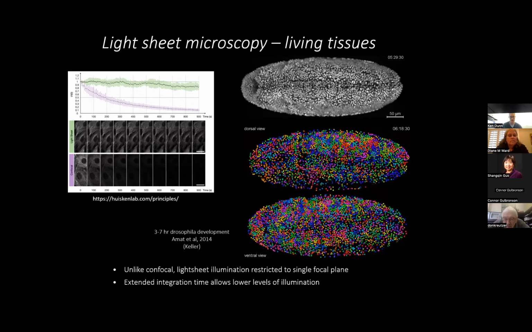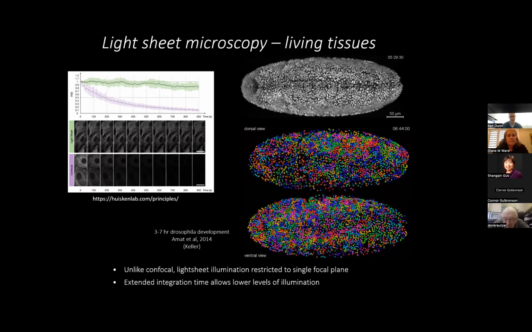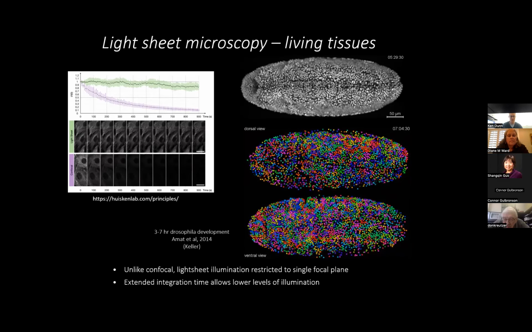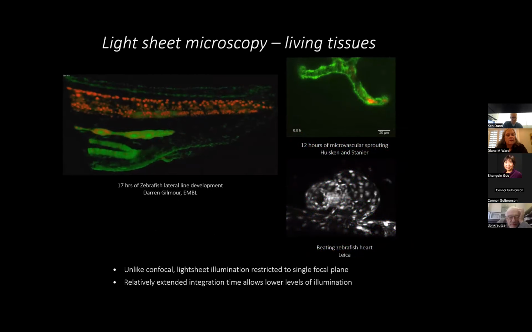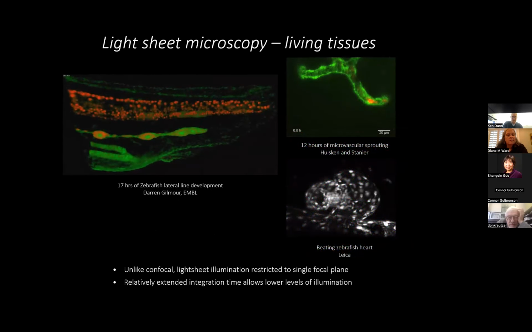There's negligible phototoxicity because development proceeds as it would otherwise. So it's a very, very powerful technique for looking at Drosophila development. It's been used a lot for that, but it's also used in transparent systems as well, like zebrafish. So this is an example of 17 hours of imaging of zebrafish lateral line development.